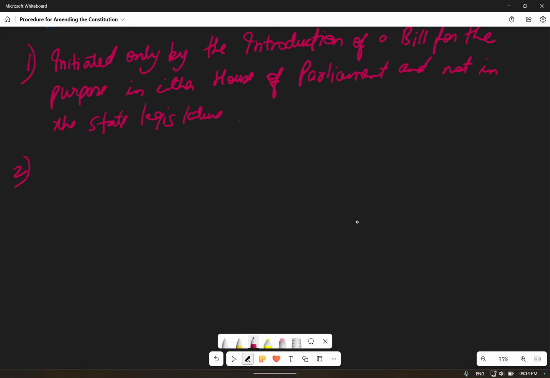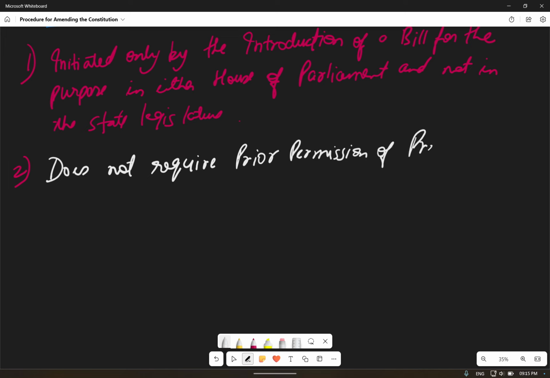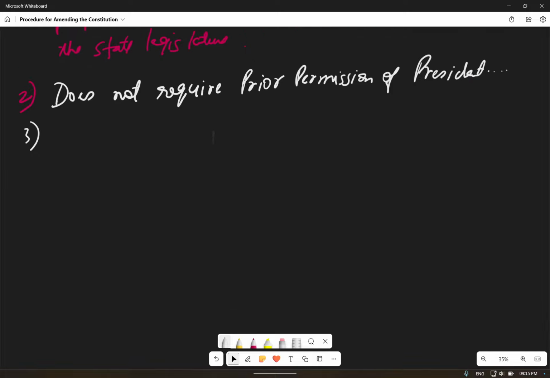Now another thing: the bill does not require the prior permission of the president for its introduction in the parliament. It does not require prior permission. The bill shall be presented by a minister.